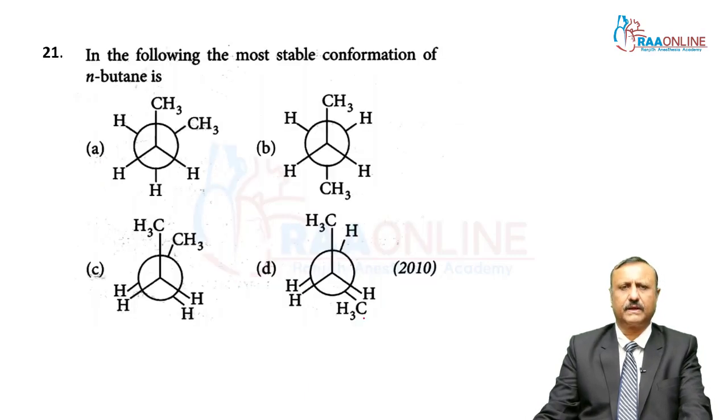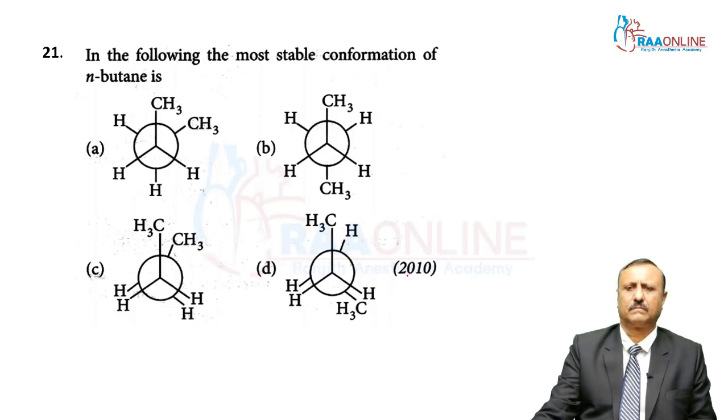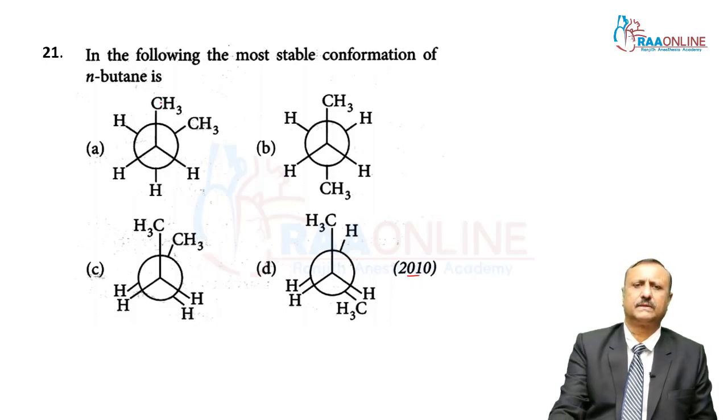When we see the next question, question number 21: the most stable conformation of n-butane is. What is the most stable conformation? We can discuss our earlier concept of conformations now. The staggered form is more stable. You can see here the CH3 groups close to each other are less stable. You can see in the diagram here that the CH3 groups and H are far away from each other. So, my dear students, the answer is B.